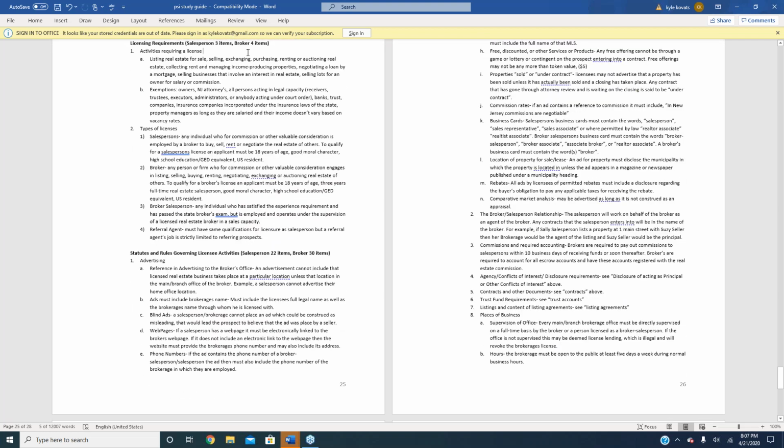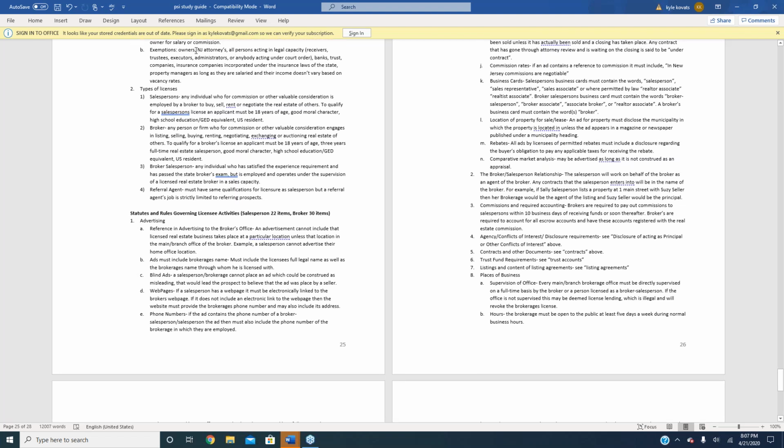Let's see, activities that require licensure over here. Basically, to keep it simple for you, anytime you're dealing with a buyer or seller in a real estate transaction, you've got to have a real estate license. If you represent somebody in buying, selling, or renting real estate, you've got to have a real estate license.